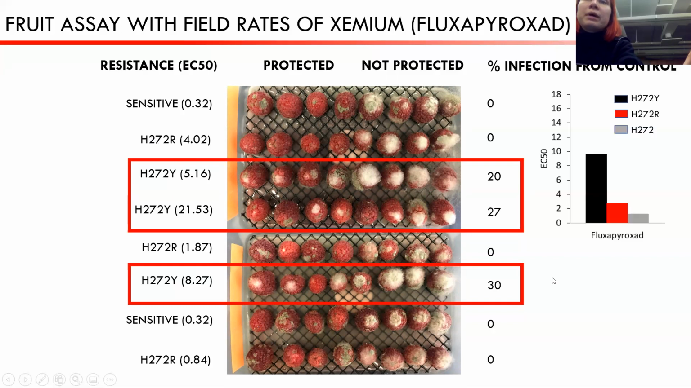If we come back briefly to our graphs that we just talked about with EC50 values, in case of our Xemium, or fluxapyroxad, and if we ask our question again, so where is this threshold for resistance for this specific fungicide? Based on this fruit data, now we can say that the threshold value is probably somewhere around here, because all the strains that carried HU72R mutation, red bar, with different EC50 values were inhibited by the fungicide, while the strains that carried Y mutation were able to cause the infection.